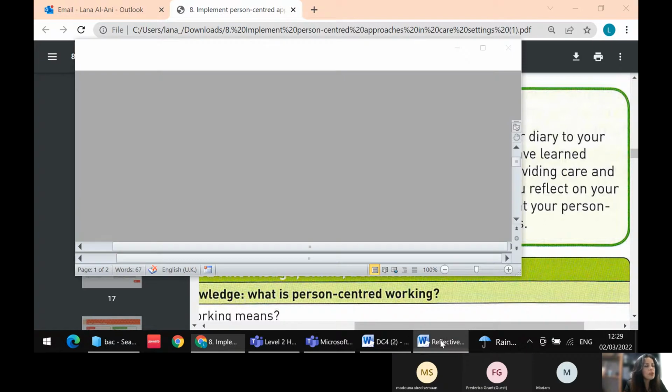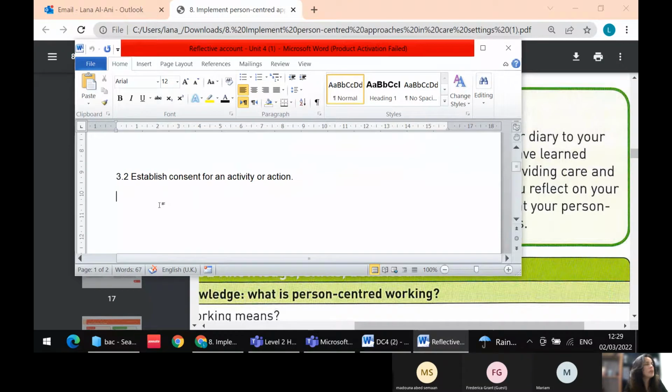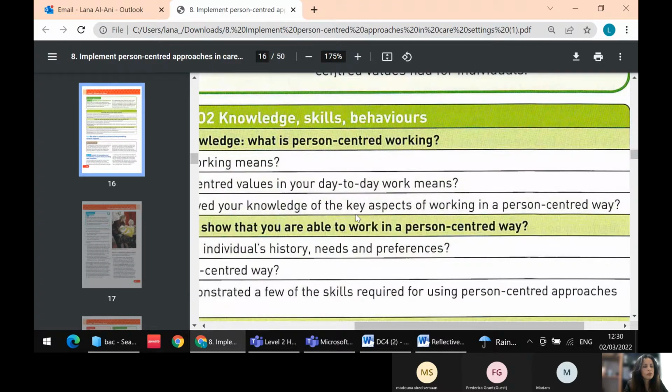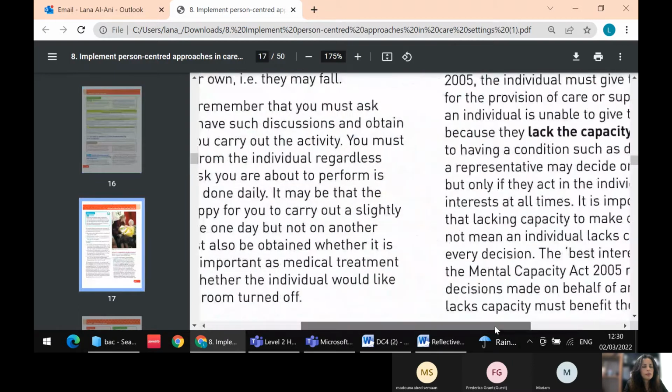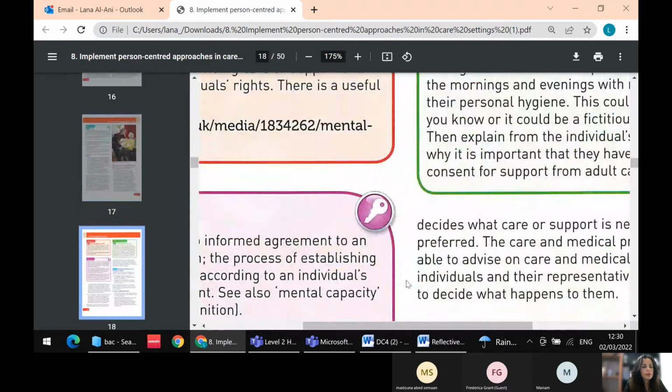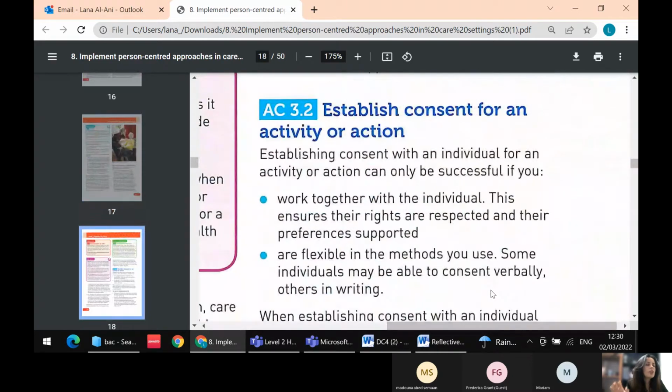You just need to give a real example. Just put Mr. Y or Mrs. M or Mrs. N or Mrs. L or whatever. Yeah? Number 2, establish consent for an activity or action. So if I go to 3.2, because if you don't answer it here correctly, then I have to visit you in your workplace and write a report. And some of you said you can't be working for a medical condition. So please write the reflection account correctly.